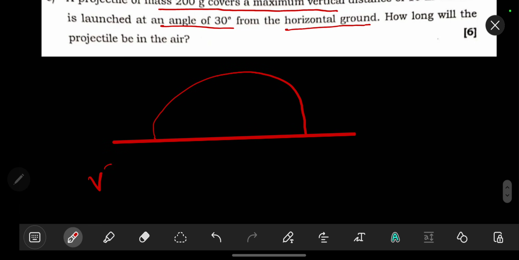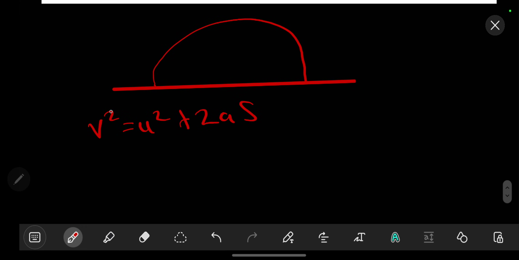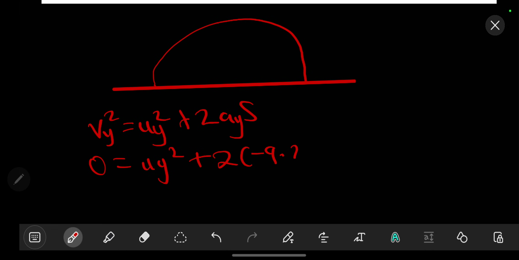we can use our v squared equals u squared plus 2as, knowing fully that the final velocity is 0, equal to u squared, which is everything in the y direction. In the y direction, it will be uy squared. Then we have plus 2 times a, where a is equal to negative 9.8 because it was going up. Then we have our height, which is 10, like that.